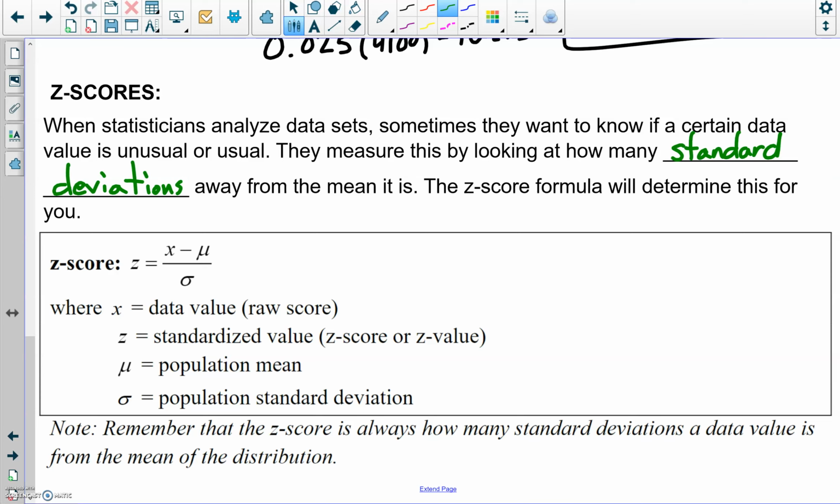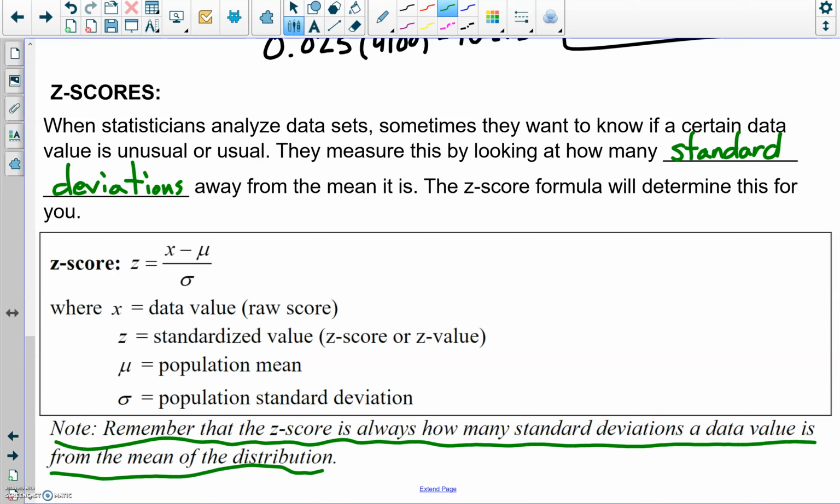It's how many standard deviations away you are, period. If it's positive, you're greater than. If it's negative, then you're less than the mean. So it's always how many standard deviations away you are for that Z relative to what's going on in that data set. And then the mu is the population mean. The sigma is the population standard deviation. So I can't stress this enough. This is really what the z-score means.